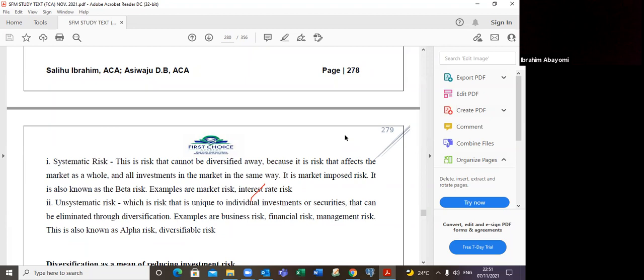So out of the three, positive correlation, negative correlation, and zero correlation, negative correlation and zero correlation are the ones that are applicable when we are talking about diversification.